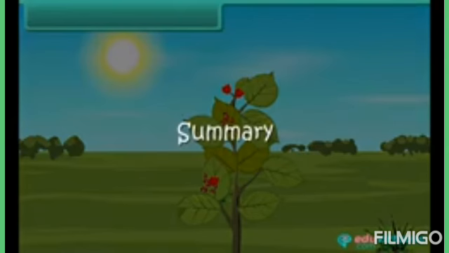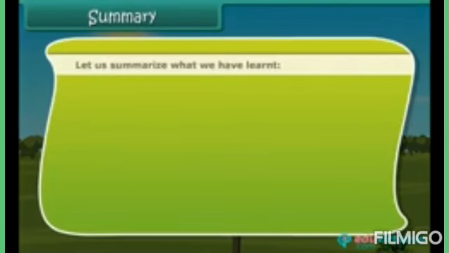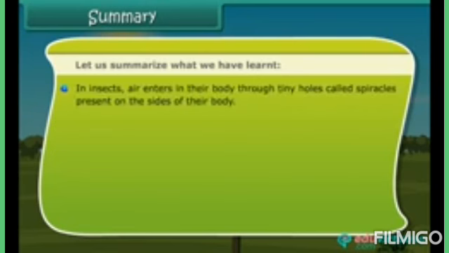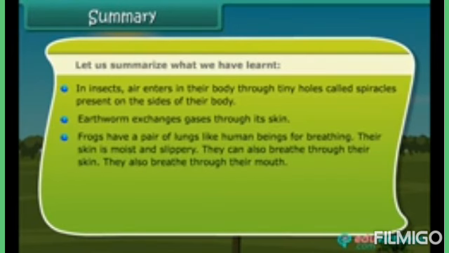Summary. Let us summarize what we have learned. In insects, air enters in their body through tiny holes called spiracles present on the sides of their body. Earthworm exchanges gas through its skin. Frogs have a pair of lungs like human beings for breathing.